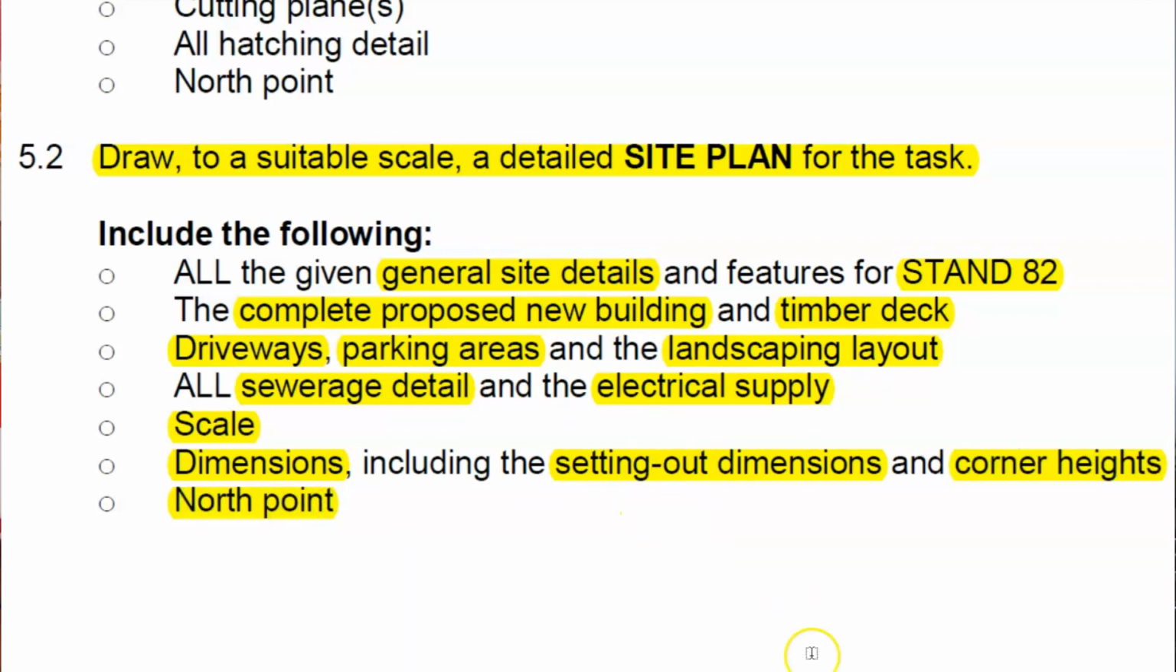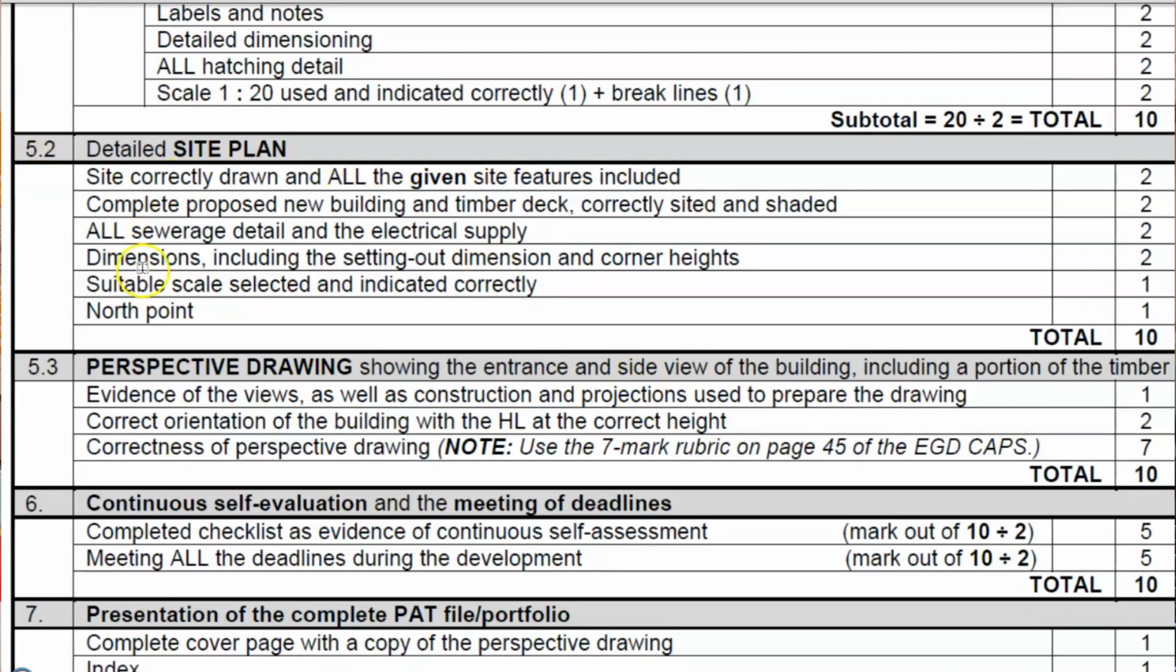All right, if we go to the checklist. Okay, we're at 5.2, the actual checklist of your site plan. Now, the first one is quite clear. As I've stated, all the given site features must be shown on your site plan. Complete proposed new building, so the new building with its timber deck, and here is something new: correctly sited and shaded. Okay. This means it must be correctly positioned, of course, in that designated area.